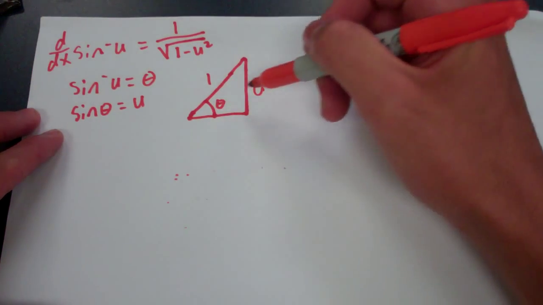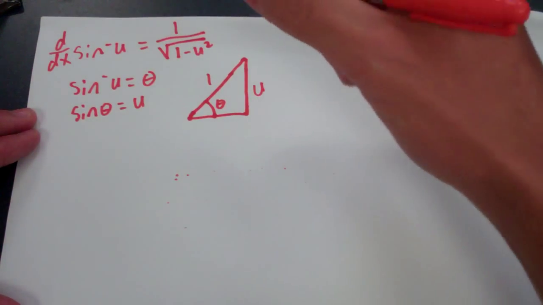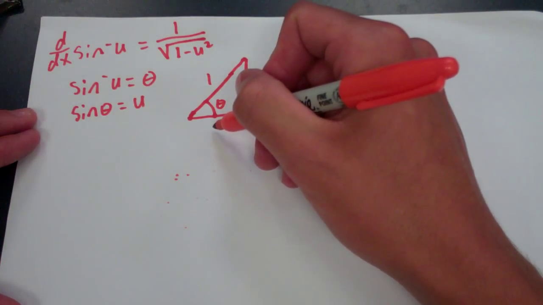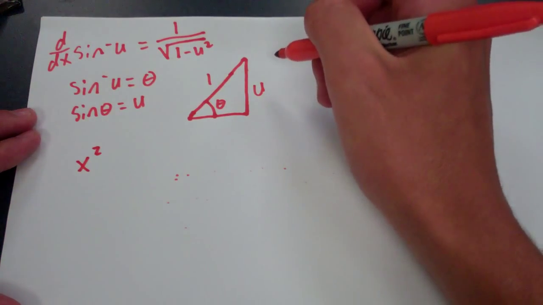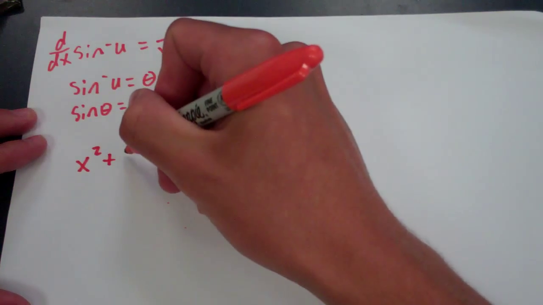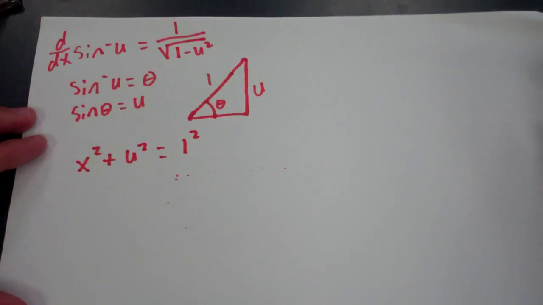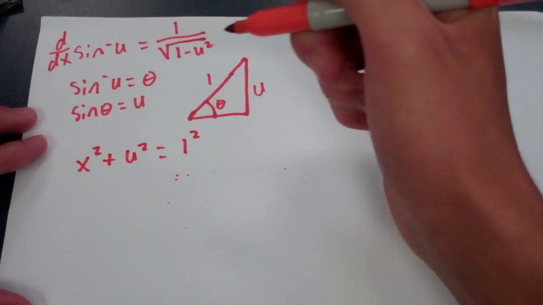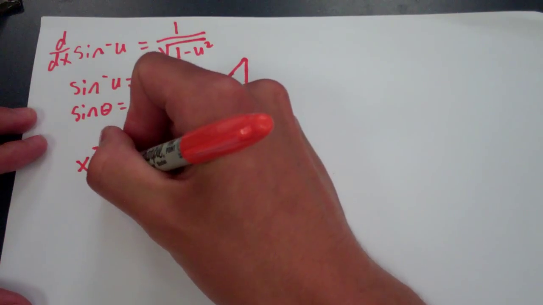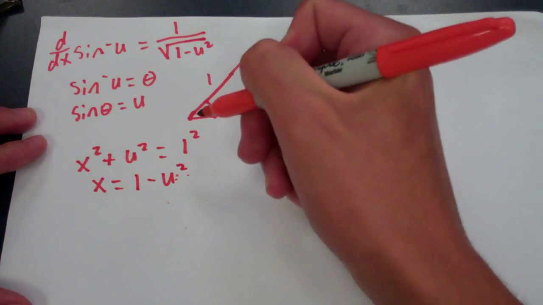Now, if we have this information right here, we can really use the Pythagorean theorem, can't we? So we can say, here's x. Let's call that x there. We have x squared plus u squared is equal to 1 squared. So let's figure out what our missing piece of information is here. We're going to solve for x.